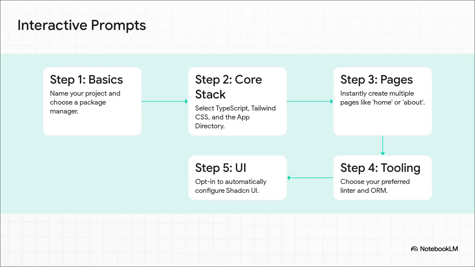So once you run that command, you get guided through these really simple interactive prompts. First up, the basics. What's your project name? Which package manager do you want? Then you pick your core stack. Yep, TypeScript, Tailwind, the App Directory. Next, and this is a huge time saver, you can instantly create a bunch of pages. And finally, you pick your add-on tools like your linter and ORM, and you can even tell it to install and set up Shadcn UI for you. It's like the perfect checklist for starting a new project.